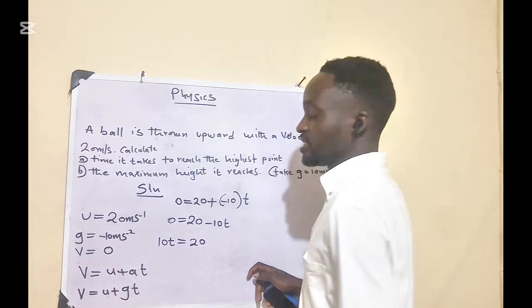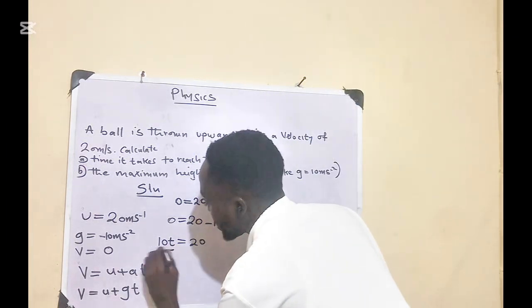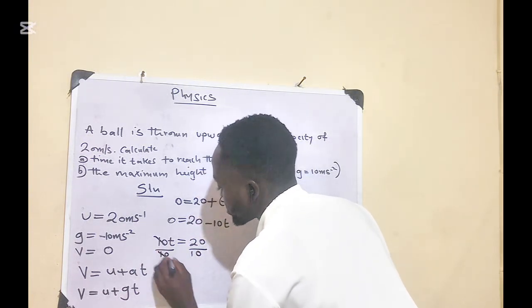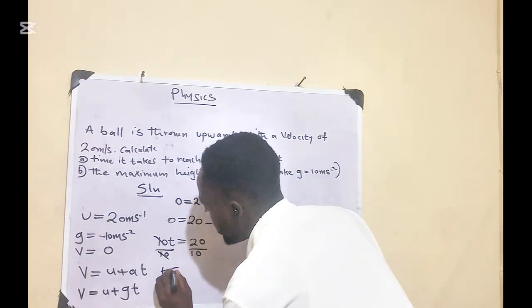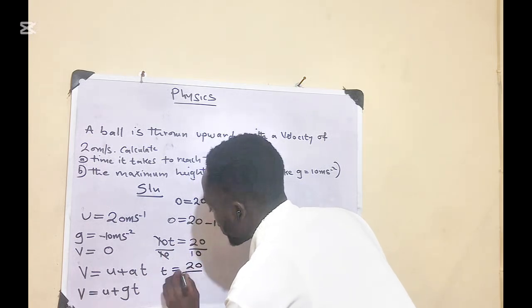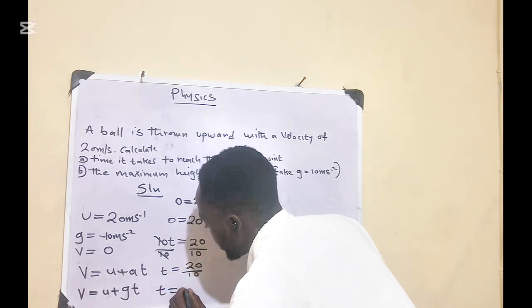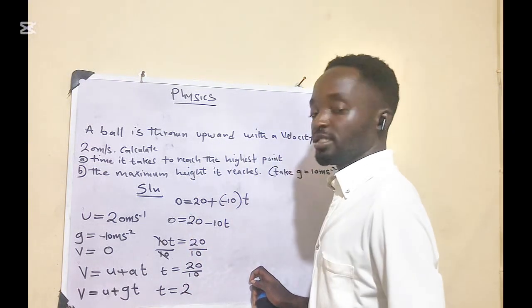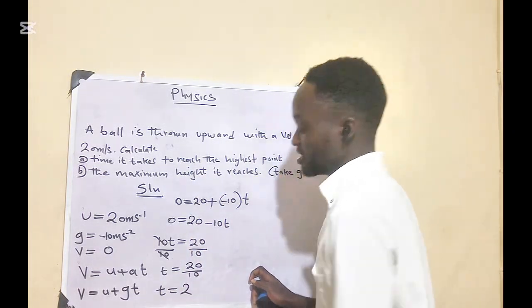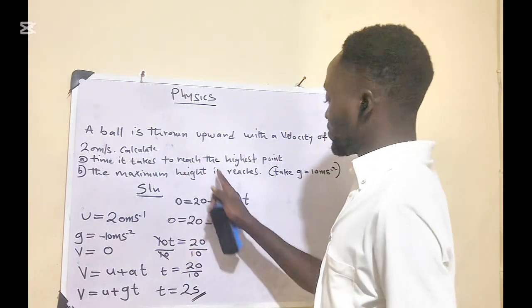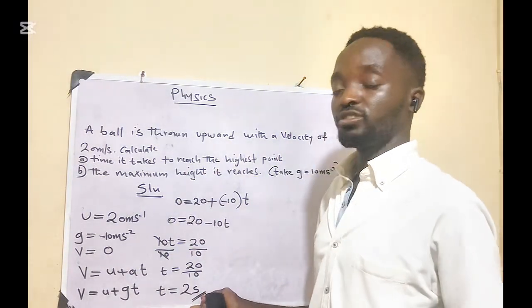To make t the subject of the formula, we divide both sides by 10. So 10 will cancel 10, and we have that t is equal to 20 divided by 10. And 20 divided by 10, we know the answer is going to give us 2. The unit of time is seconds. So that means the time it takes to reach the highest point is 2 seconds.